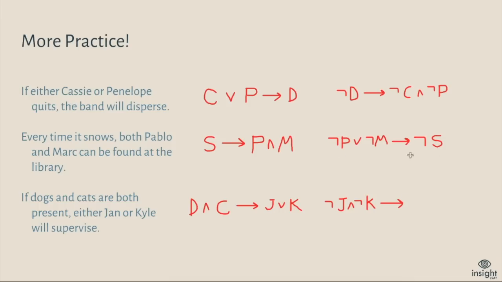And now we're going to start to represent it like this one. Either dogs are not present, or cats are not present. And remember, it's inclusive, so maybe both are not present. So, the contrapositive: if both Jan and Kyle do not supervise, then either dogs are not present or cats are not present. Okay, I hope you did well with these. These were a little tough.